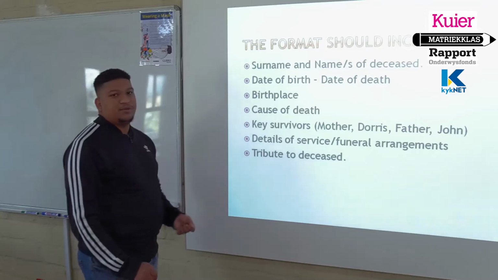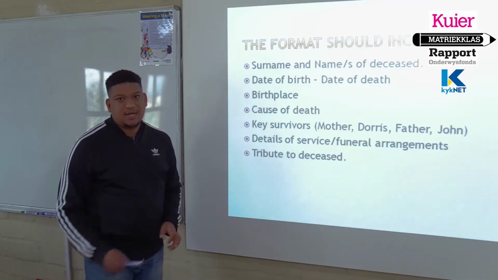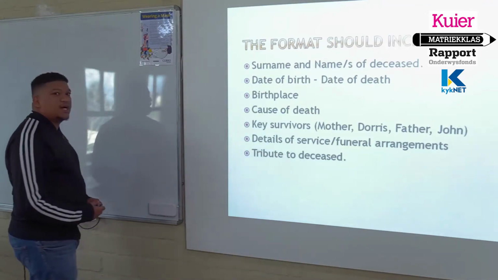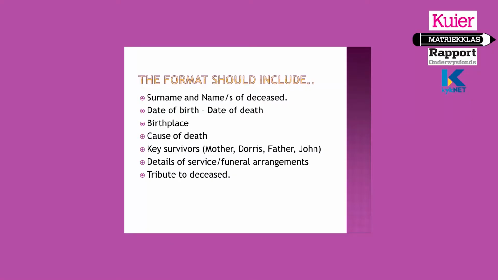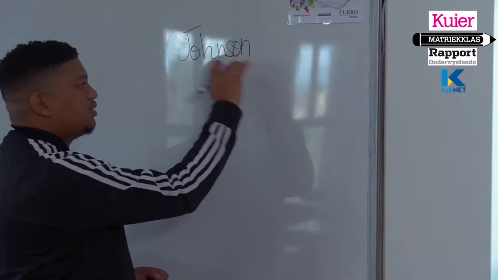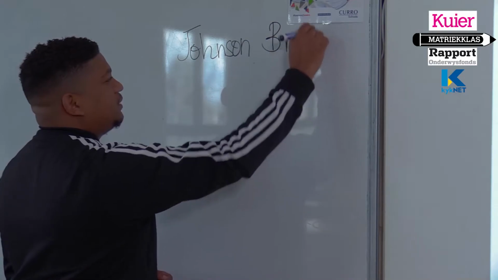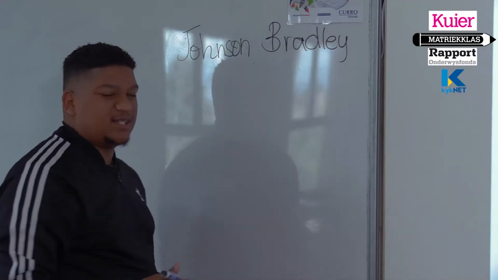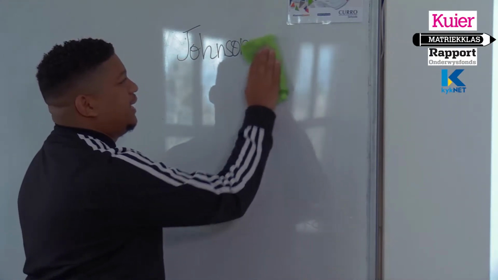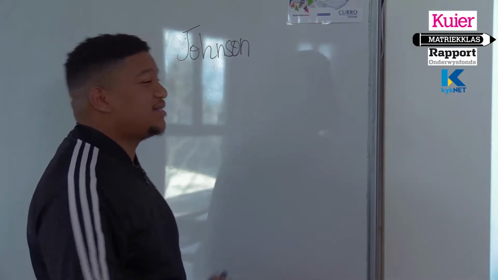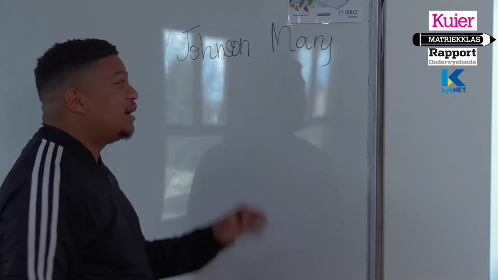Your format should include surname and name or names of the deceased. Now, names of the deceased can be as follows. I could be Johnson, right? So my surname I'm placing, I don't have to place the comma, but Johnson, Bradley, or let's rather change this. Let's make it a female. And then we use the name Johnson, Mary Johnson. I don't know, Mary is very prevalent today, I don't know what's up with Mary, but Mary Johnson.